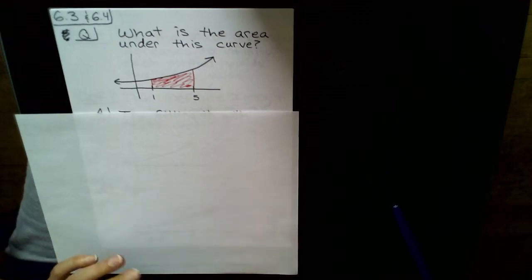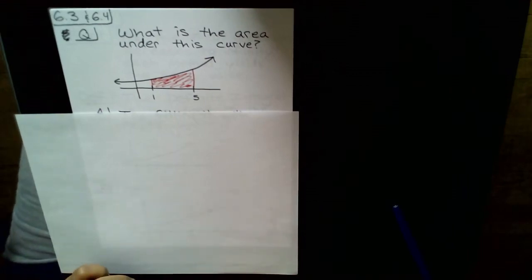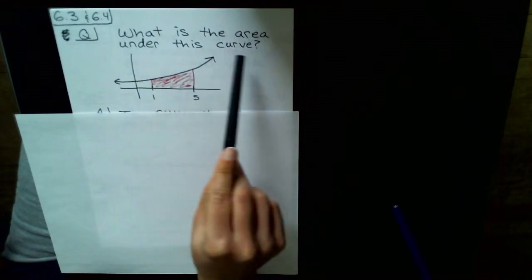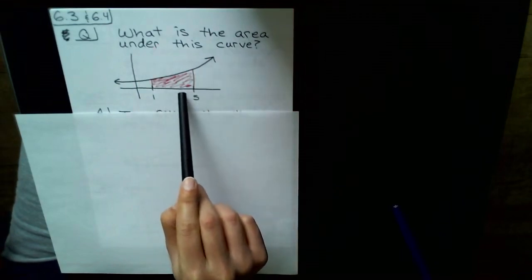Whereas an indefinite integral, what we were talking about in sections 6.1 and 6.2, was just about finding the actual antiderivative, just like finding a derivative is just about finding an actual equation or function. So to start off with, we need to introduce a question. What is the area underneath this curve?